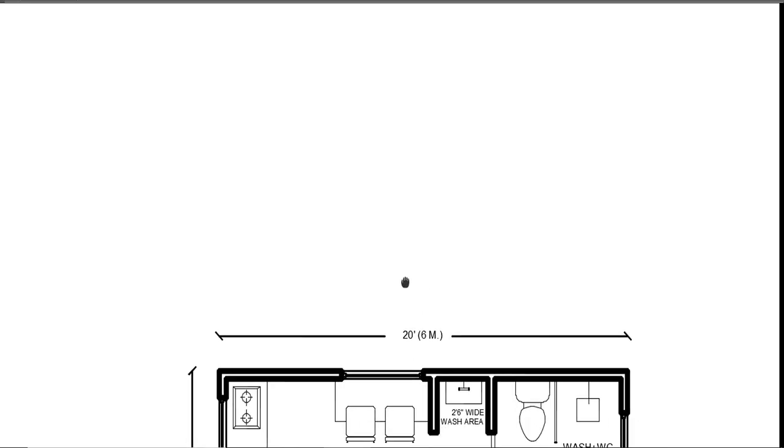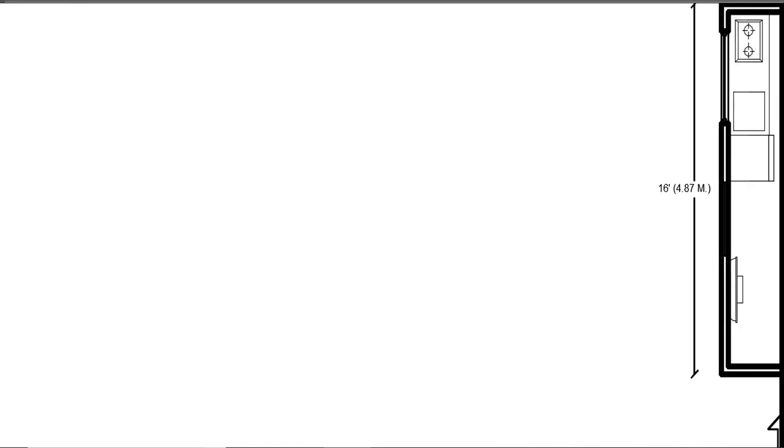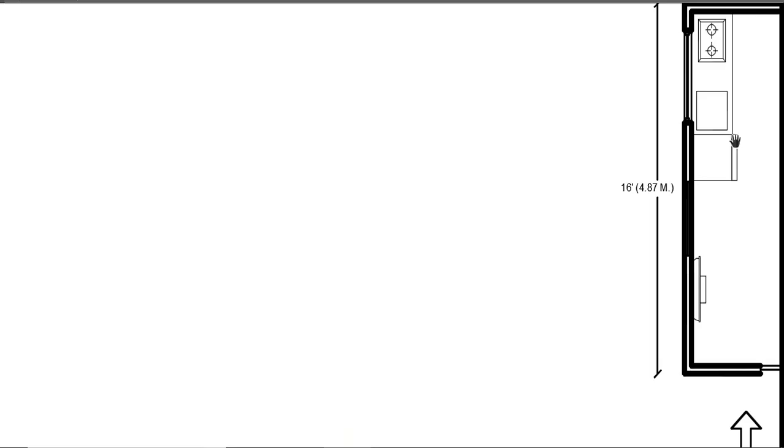So this is the floor plan of the house. There are 2 shipping containers of 20 feet. The total area I have taken is: the width is 20 feet, in meters 6 meters, and the length is 16 feet, in meters 4.87 meters.